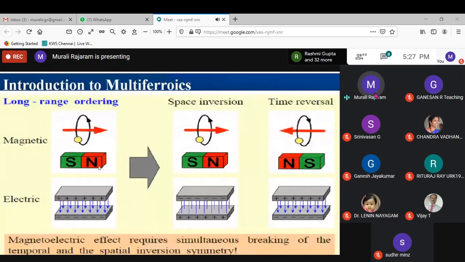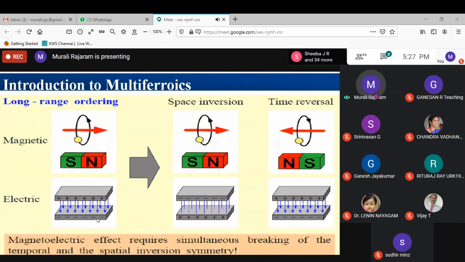Okay, so this is the magnetic polarization, north pole and the south pole. So when your electron spins in one direction, you will have the north pole and south pole in one direction, which is called time symmetry. Okay, so if the electron spins in the other direction, you are reversing the time symmetry.